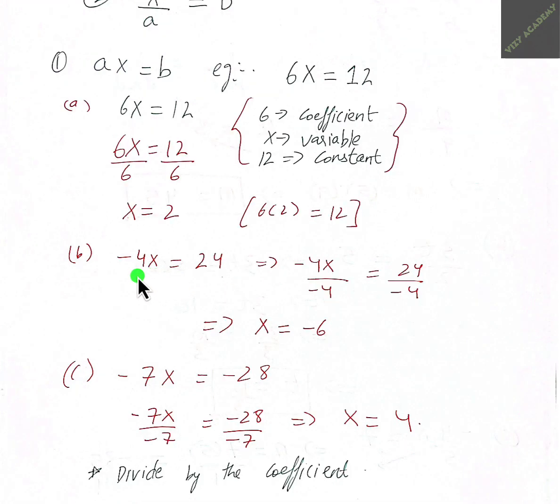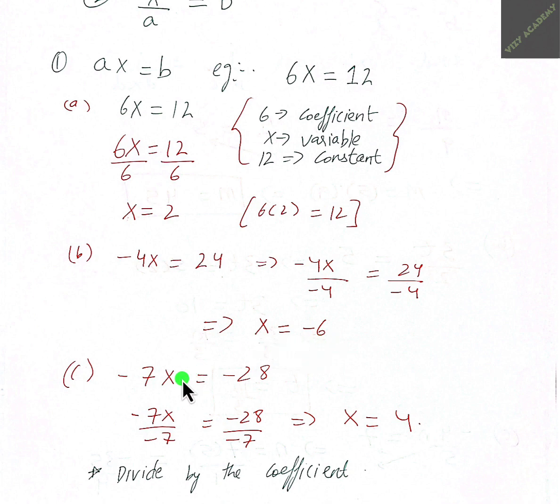Another question here. Negative 4x is equal to 24. Dividing both sides by negative 4, because negative 4 is the coefficient. So negative 4x over negative 4 is equal to 24 over negative 4. So x is equal to negative 6, because negative 4 over negative 4 will be 1, and 24 divided by negative 4 will be negative 6.